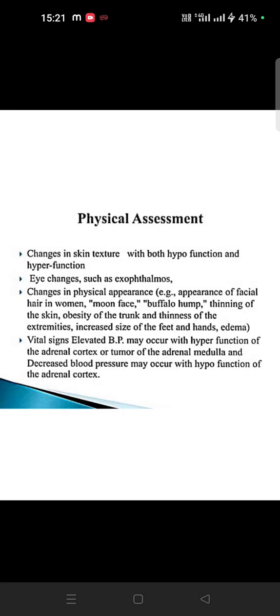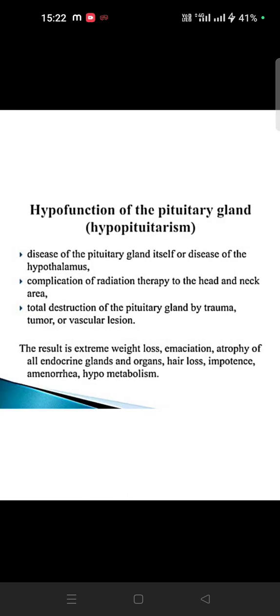Physical assessment: changes in skin structure in both hyperfunction and hypofunction. Eye changes: exophthalmos will be there. Then changes in physical appearance: facial hair in women, moon face, buffalo hump, thinning of the skin, obesity of the trunk. Extremities: increased size of feet and hands, edema. Vital signs: elevated blood pressure occurs in hyperfunction of the adrenal cortex and tumor of the adrenal medulla; decreased blood pressure occurs in hypofunction of the adrenal cortex.